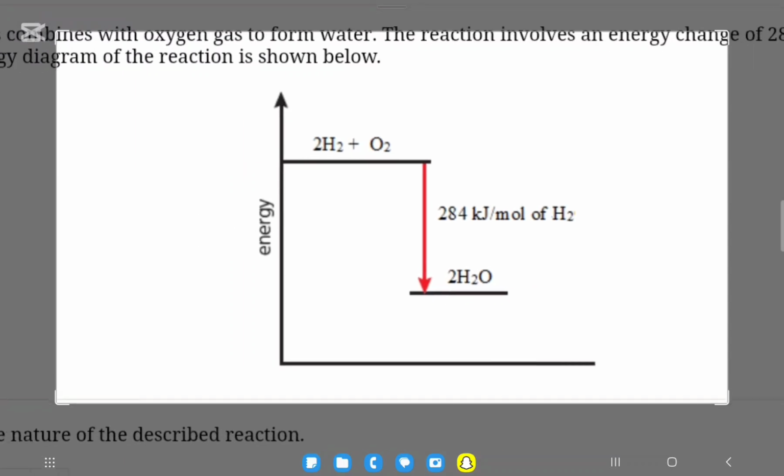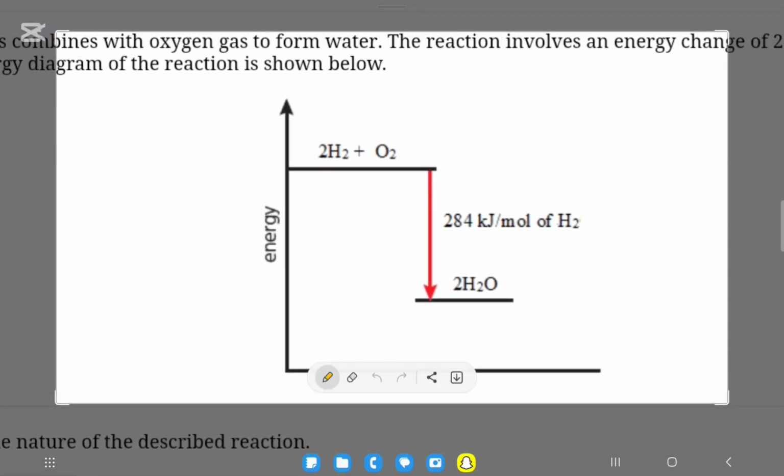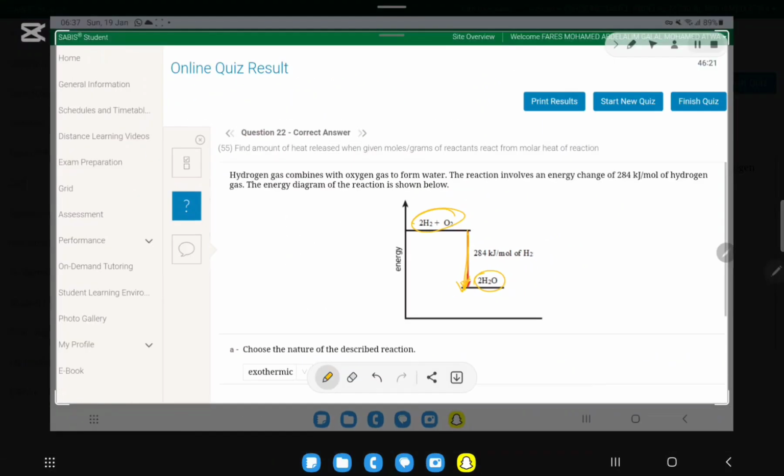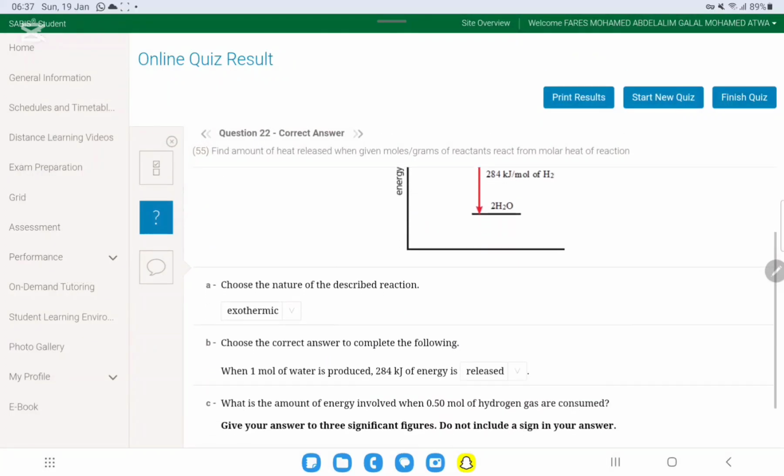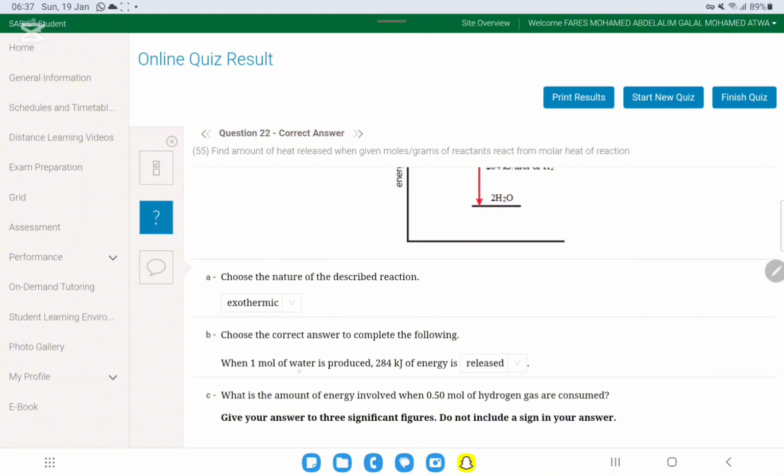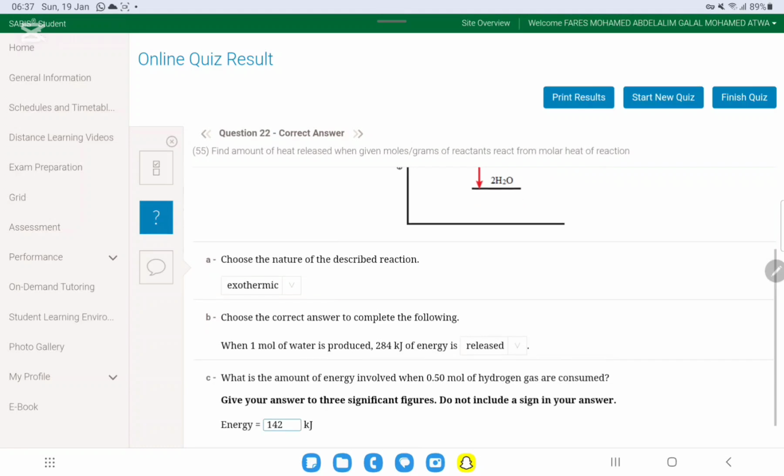We can see from the energy diagram that before, the energy in the system itself of 2H2 plus O2 was higher than the product. So energy went down, energy got released, and energy gets released in exothermic reactions. When 1 mole of water is produced, 284 kilojoules of energy is released, just like we said.